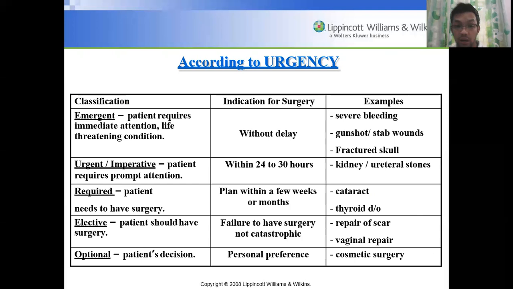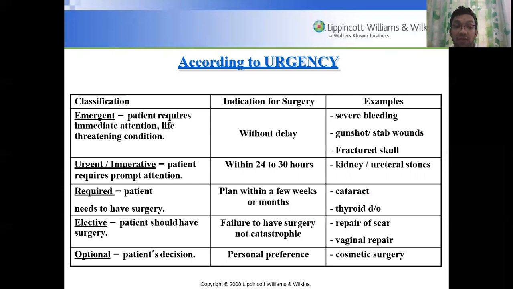Next one is required surgery. Patient needs to have surgery, but the planning of this is within the next few weeks or months. So this one, unlike the first two, emergent and urgent, it can be life-threatening, but for required, it's not really life-threatening. Let's say, for example, if the patient has a cataract in his eyes, that needs to be planned. It needs to be scheduled within the next few weeks or months. Or patients who have thyroid disorders, goiter, they need to schedule this within the next few weeks or months. So it's really not that urgent.